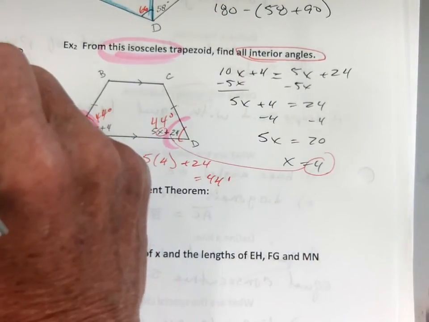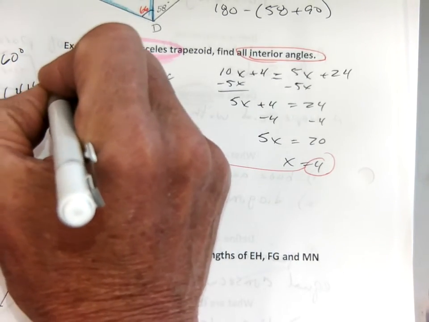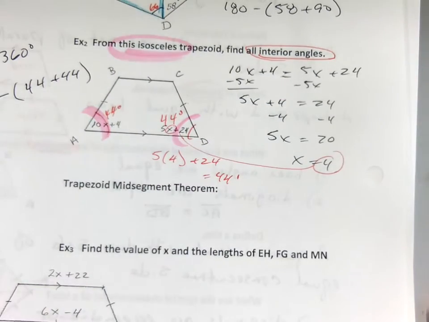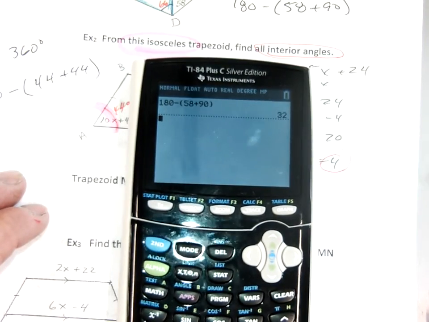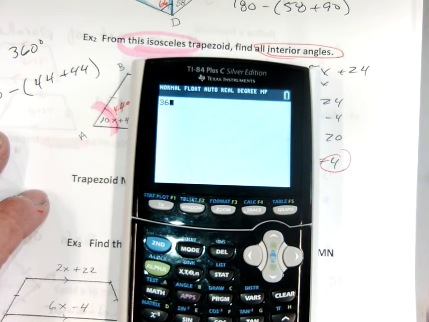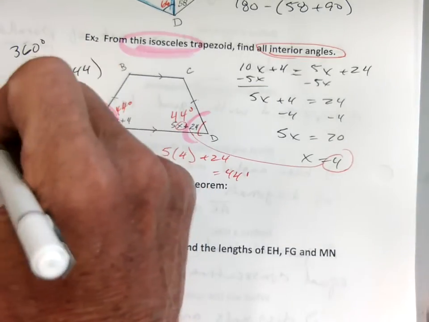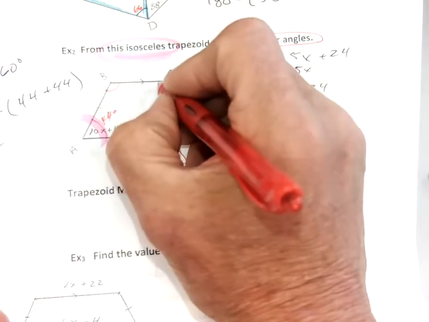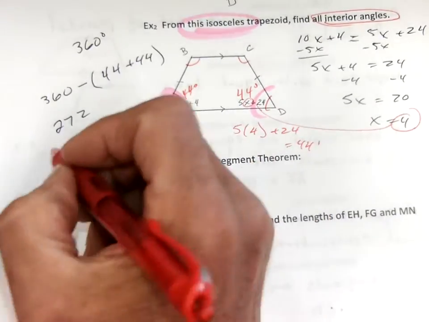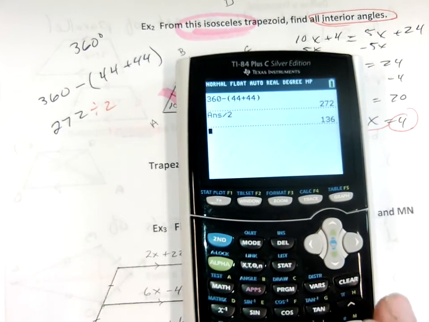So I'm going to take my 360 degrees and subtract 44 plus 44, and use my calculator. See what I got. 360 minus my 44 plus my 44, and I get an answer of 272. But these two angles are equal. Aren't B and C equal? So what should I do with the 272? Yeah, divide that by 2, and I get 136.